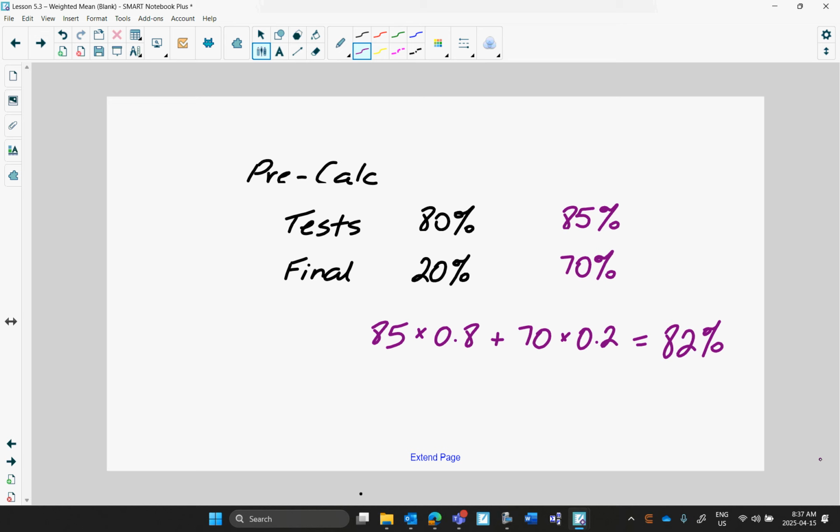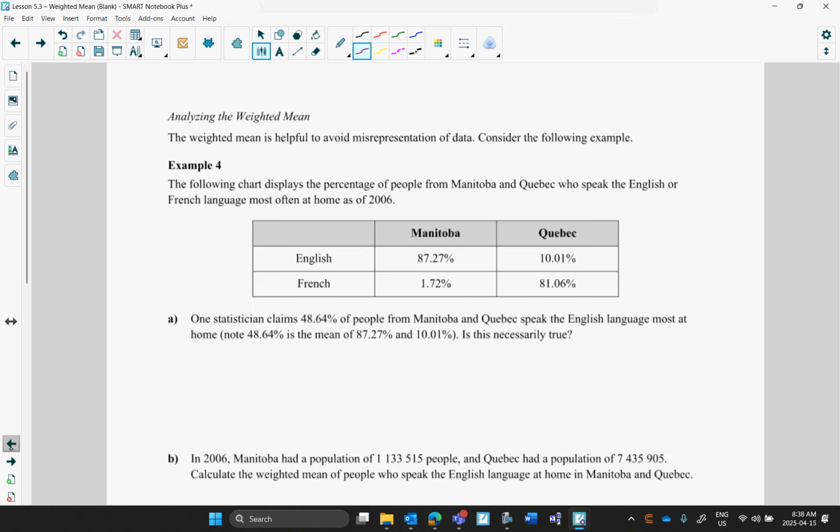And I know students like to play the game sometimes of, okay, I got an 85%, what do I need on the final exam to get this mark? Well, this is how you calculate it. So doing this is called the weighted mean. We're adding all the percentages together, but each category has a different weight. The tests are worth more than the final exam. So that, like I said, is something called the weighted mean.